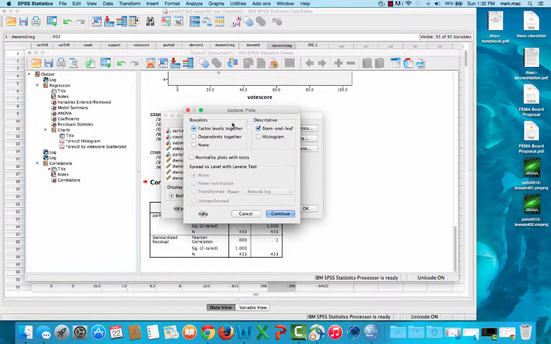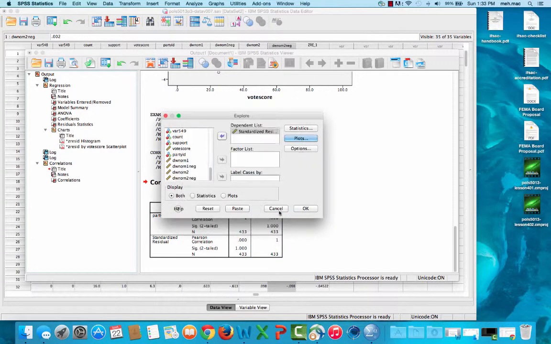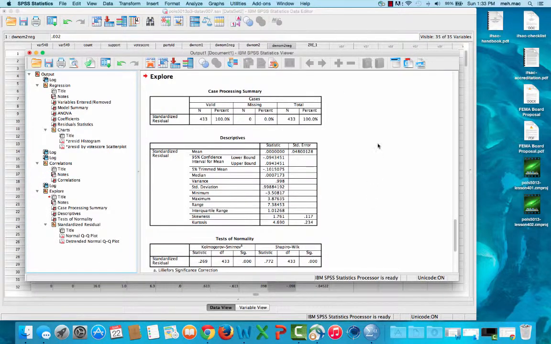In the plots, I don't want the factor levels, and I don't want the stem and leaf or any of the rest of it, but I want the normality plots with tests. There's a test in here that tells me whether I can reject the null. The null hypothesis for the test is that the residuals are normally distributed, and I'll run a test to see if I can reject that null. So I'm going to click Continue, then OK, and it's going to run a bunch of other stuff.